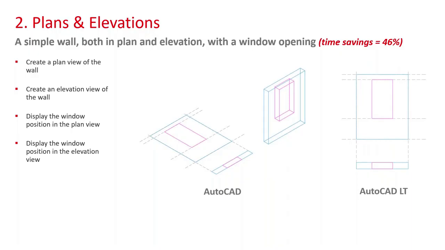So in AutoCAD LT, I would have to develop all of that. I'd either have to draw the plan view first and then put the dashed gray construction lines in, and using object snap tracking, draw in the window position and the wall position.